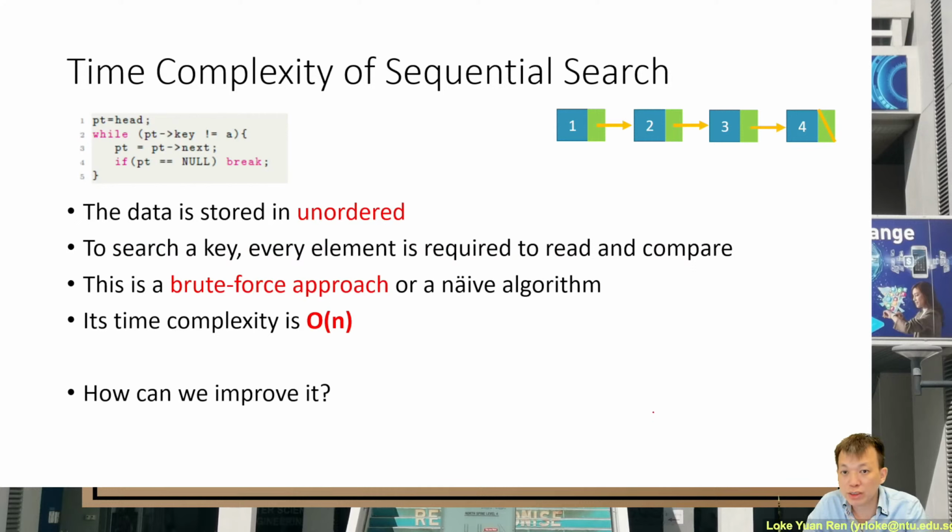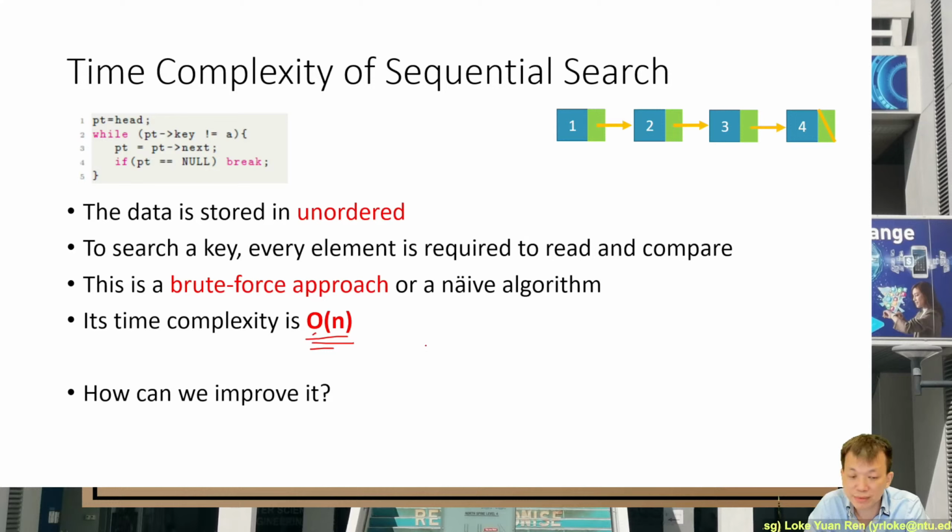Okay, before I end sequential search: if the data is not in order, a lot of the time you have no other choice. You have to read through every node and compare the key. It's a kind of brute force or naive approach. You have to read every element at least once, so this kind of time complexity is very likely O(n).